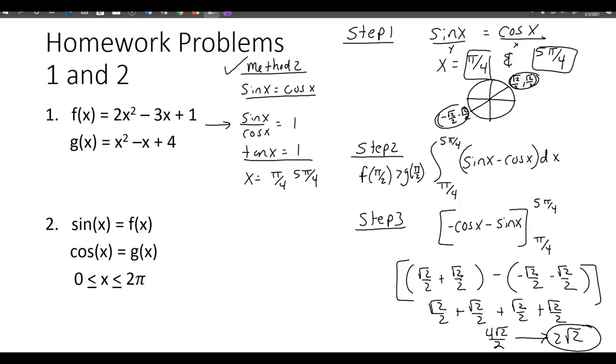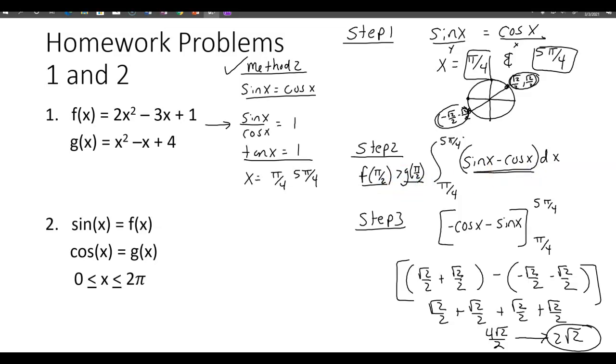Next, we move on to step 2. We set up our integral. The lower value, pi over 4, goes on the bottom. The higher one goes on the top. How do we know if it's sine minus cosine or cosine minus sine? We pick a number between those. Here's pi over 4, here's 5 pi over 4. You can pick any number you want. Maybe you picked pi. I chose pi over 2. And at pi over 2, sine is greater than cosine, so it's sine minus cosine.